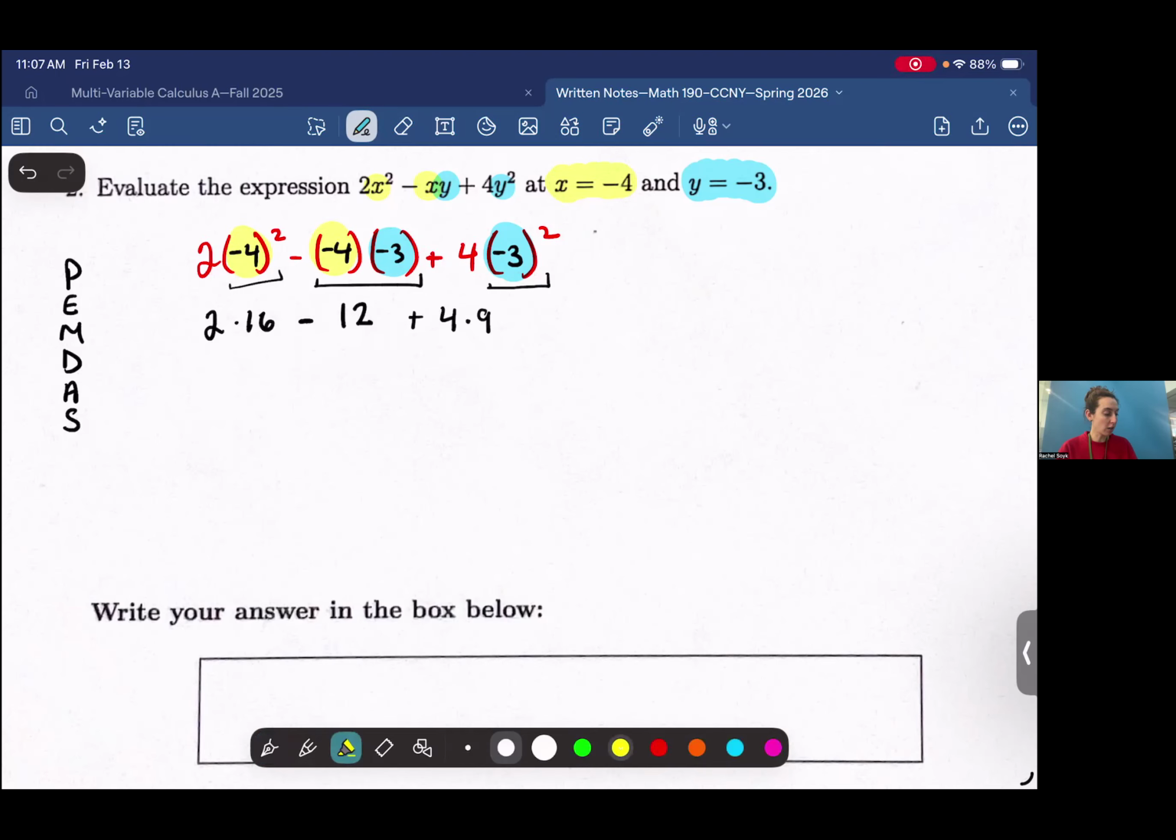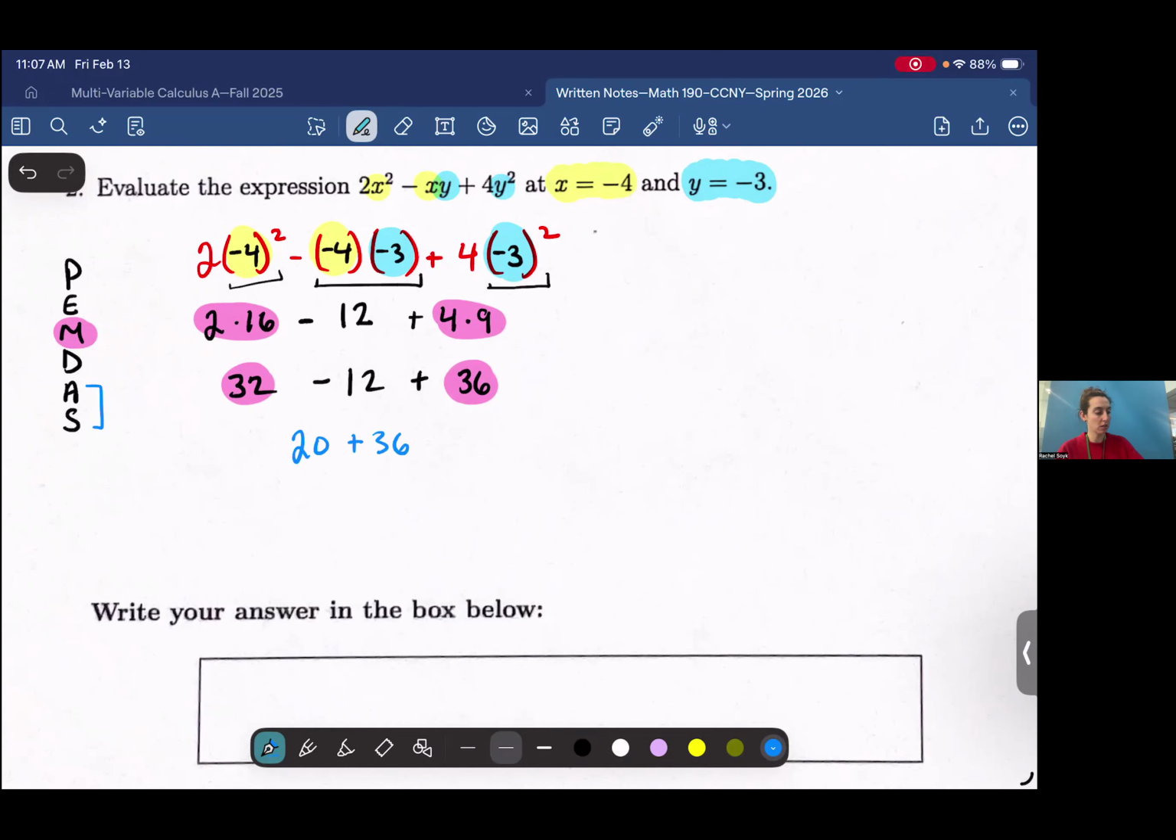Now let's take care of some multiplication. We have our 2 times 16 and we have our 4 times 9. 2 times 16 gives you 32, and then 4 times 9 gives you 36. And now we're just going to solve it from left to right, dealing with our addition and our subtraction. 32 minus 12 gives us 20, and 20 plus 36 gives you 56. That's your final result.